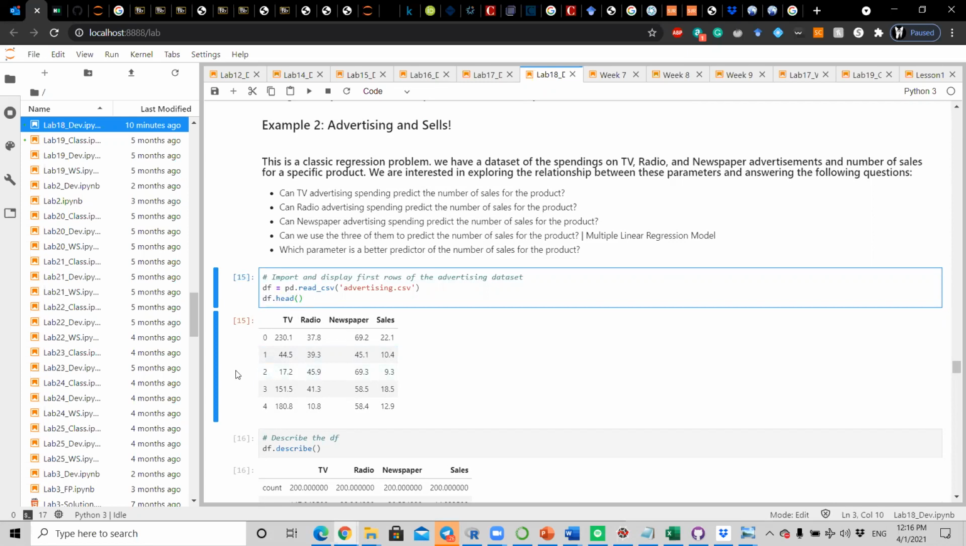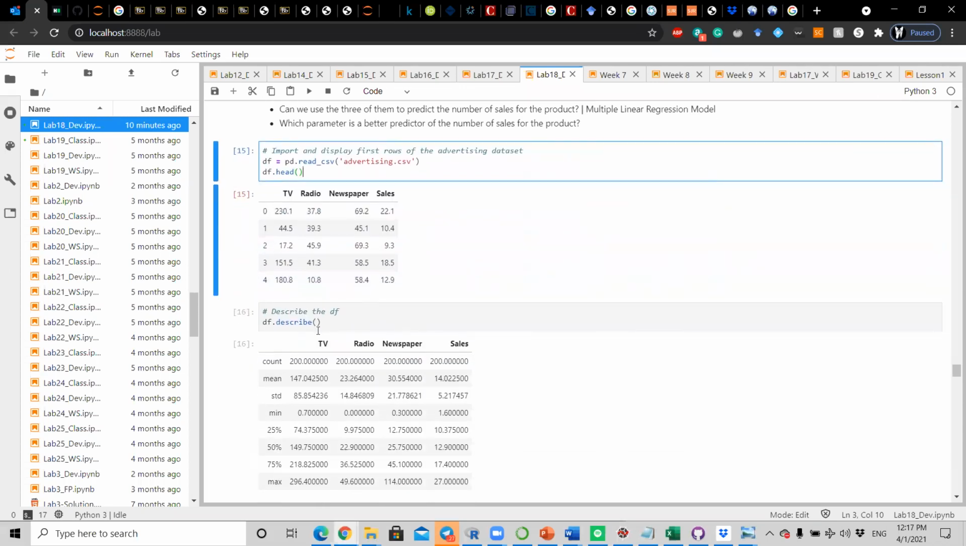Exactly. How many columns do you see? Okay. And what are those columns? TV, radio, newspaper, and sales. We have the spendings on TV advertising under this column, on radio advertising under this column, and on newspaper advertising on the third column. And this is the amount of sales.